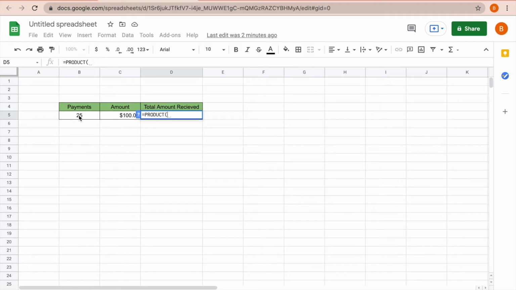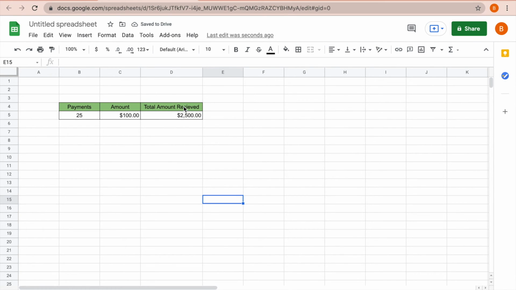We're going to click on that cell and make sure that B5 is the cell that we want, and we're going to put a comma, and then we're going to put the other cell that we want to multiply it by, which is C5. Once we have those two cells entered in, we're going to press enter, and it's going to get the product of those two cells.